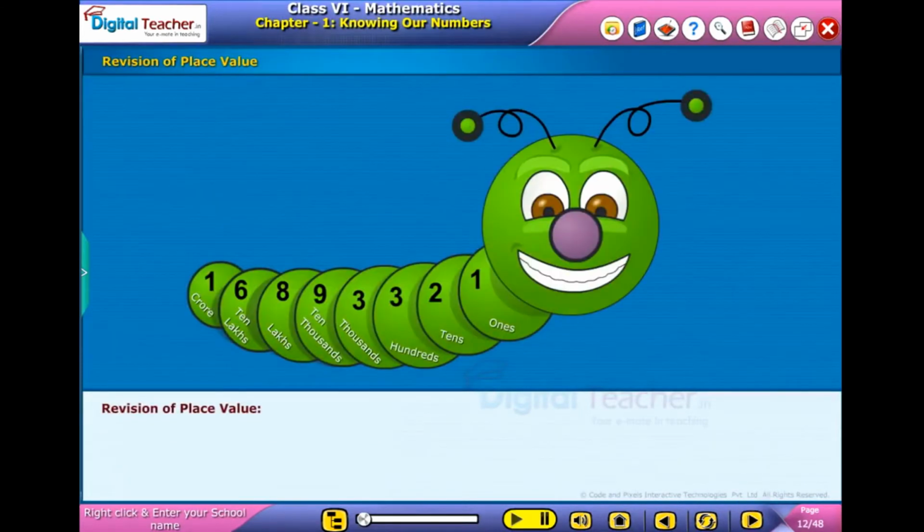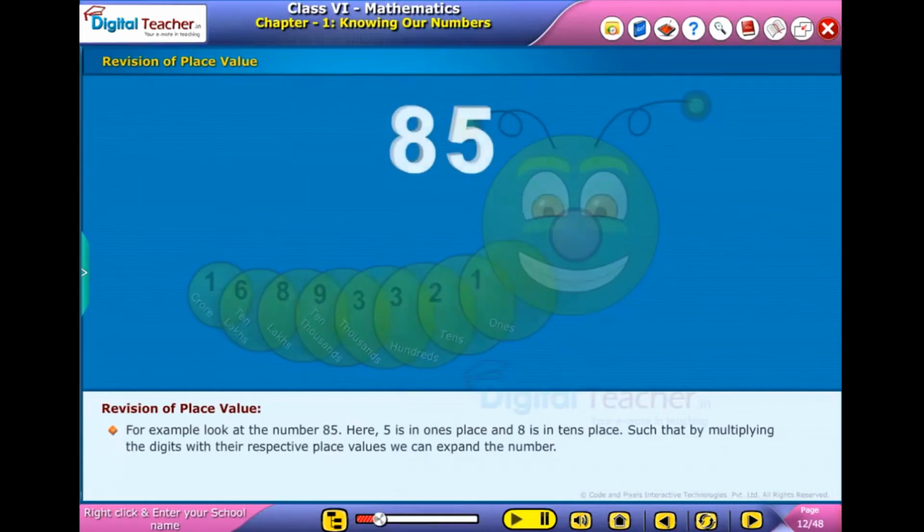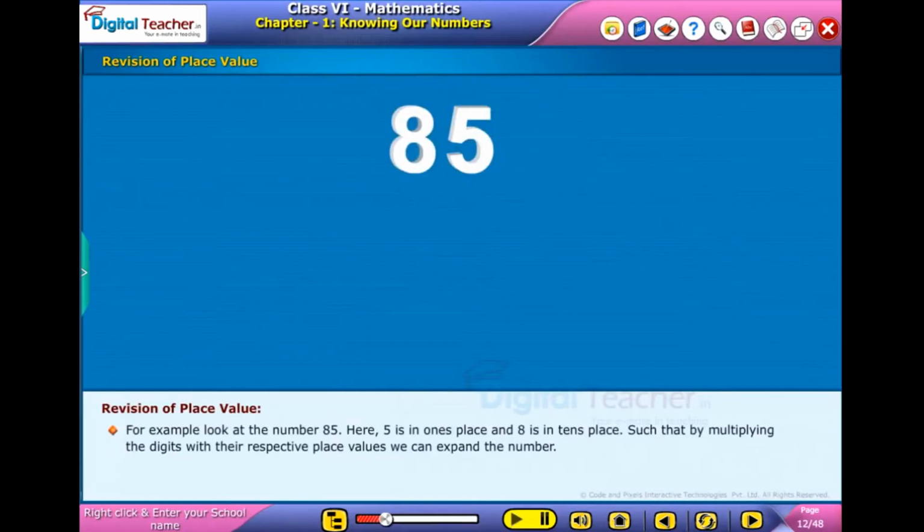Let us revise the concept how to expand a number using place value. For example, look at the number 85. Here, 5 is in ones place and 8 is in tens place, such that by multiplying the digits with their respective place values, we can expand the number.